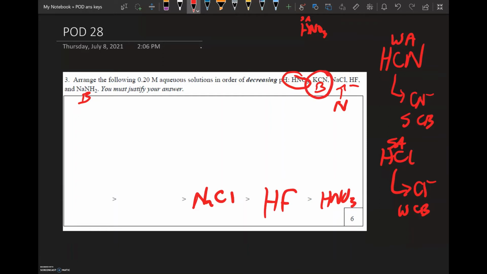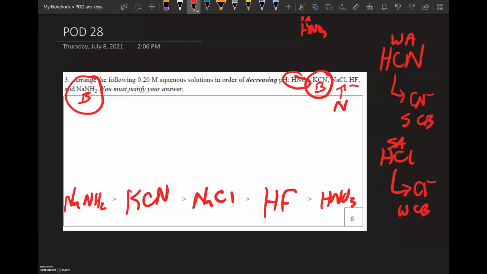We have the KCN and now the NH2. So of these two, anything that typically has a nitrogen is going to be a fairly stronger base. Not necessarily a strong base, but just a stronger weak base. And so in this particular case, the NH2 is going to be a stronger basic substance than the cyanide group. So KCN is going to go here, and then you're going to have your NH2 compound here as having the highest pH in this group.